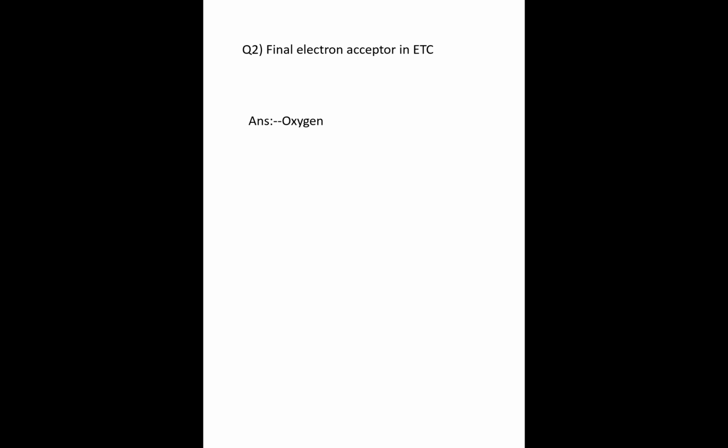Then the second question is: final electron acceptor in ETC. What is ETC? ETC is the electron transport chain, and in that the final electron acceptor will be oxygen. So the correct answer is oxygen. Meiosis produces how many cells? The correct answer is 4 cells.